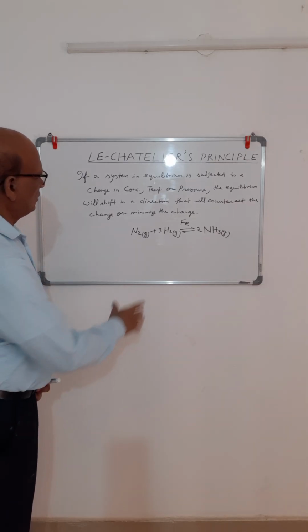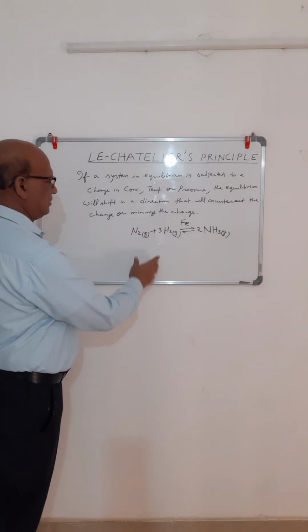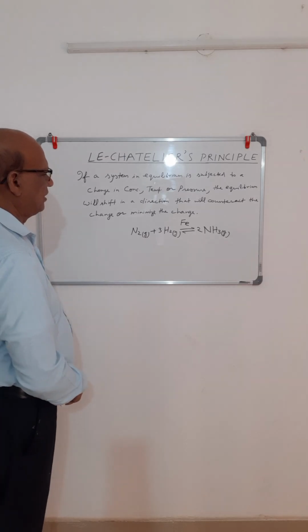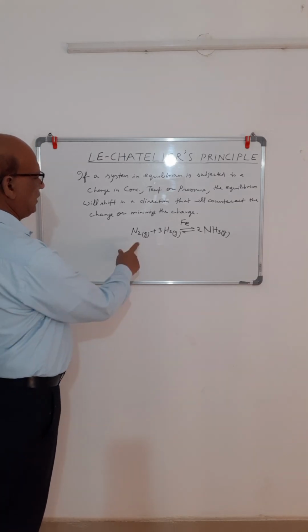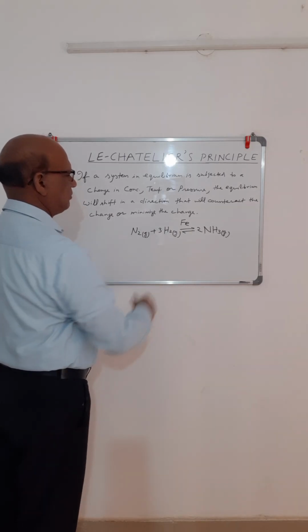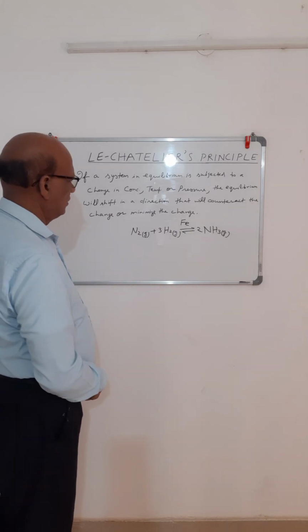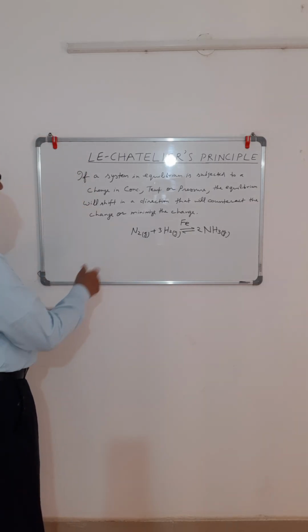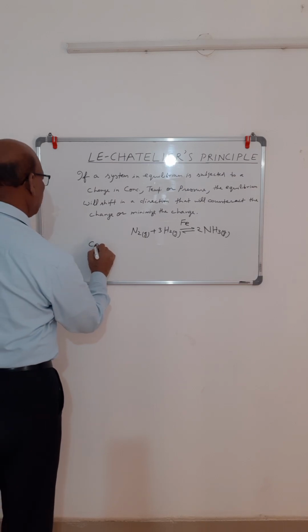Okay, suppose this is the equilibrium reaction given to us, which is the formation of ammonia by Haber's process, where nitrogen and hydrogen are reacted to form ammonia in the presence of iron catalyst. Okay, सबसे पहले सपोज हम कंसंट्रेशन का इफेक्ट देखते हैं.